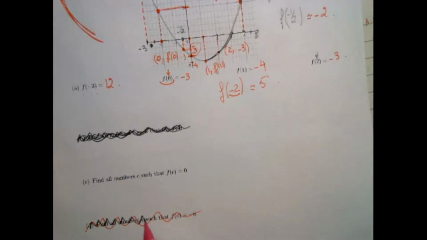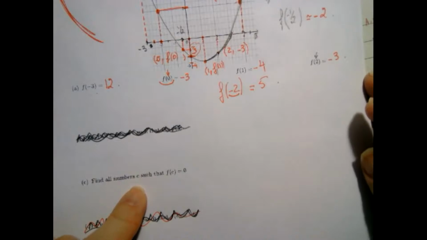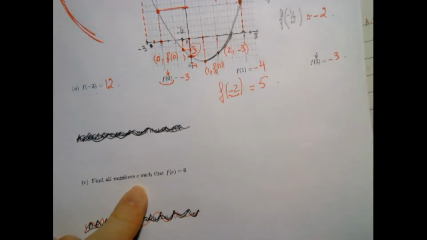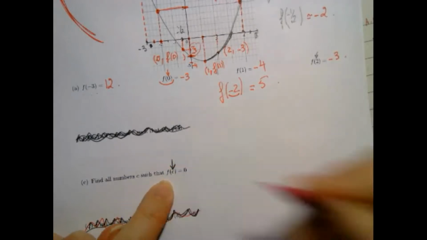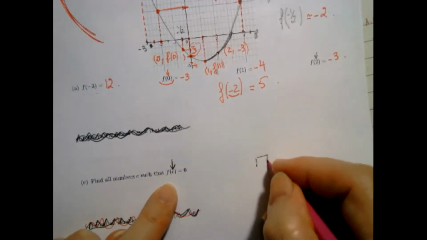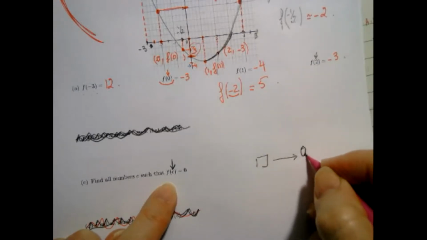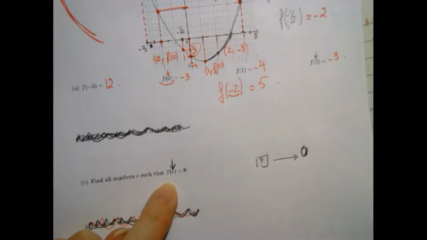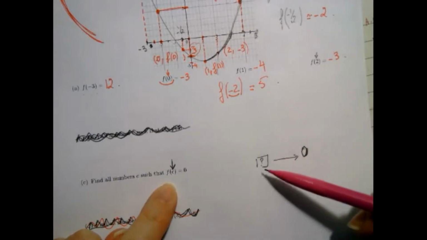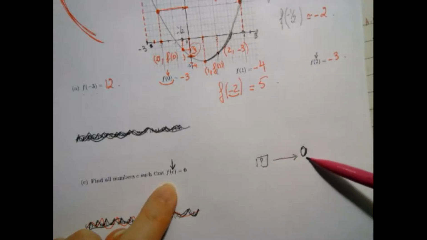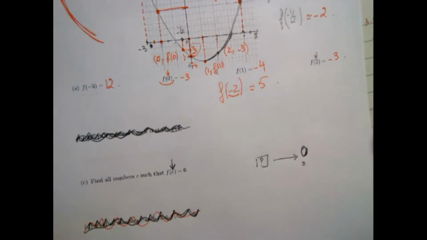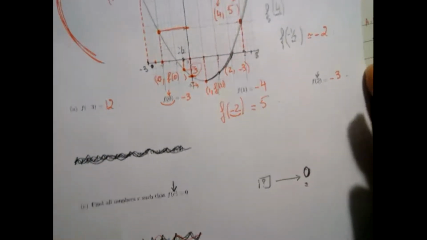Wouldn't it be 3 and -1? Is she correct? What are we looking for? Input or output? The input. We're looking for the input that spits out which output? 0. So it means basically I'm looking for those points on the graph where the y-coordinate is 0, because the output is the y-coordinate of the point on the graph.